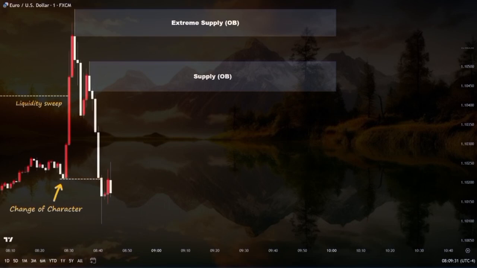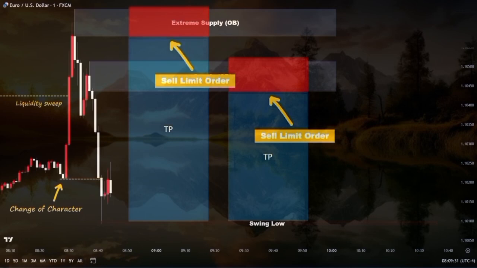To achieve this, I'm placing sell limit orders at the lowest points of both order blocks. To ensure risk management, I'm setting the stop losses a few pips above the highest point of the order blocks. As for the take profit targets, I've decided to set them at this recent swing low as I anticipate that price will move in that direction. Now that we have placed our sell limit orders, let's see how the market reacts and see if our trade setups play out successfully.